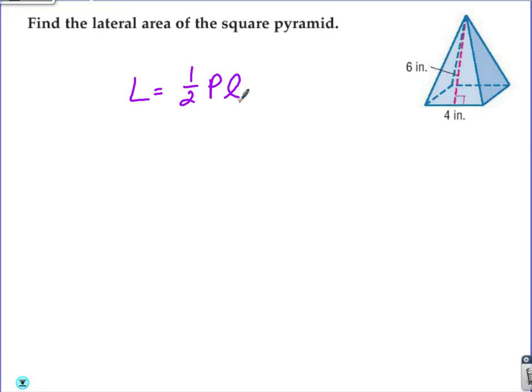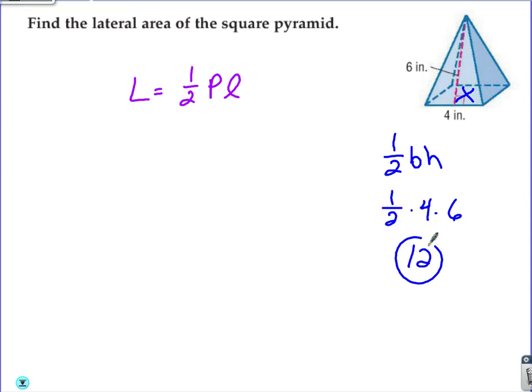Let's work the long way first. The lateral area does not include the base. You're not going to find the area of that square on the bottom. The lateral area is the area of those four triangles. The area of a triangle is 1/2 bh. The base of that side triangle is 4. The height of that triangle is 6, so that's going to be 12.